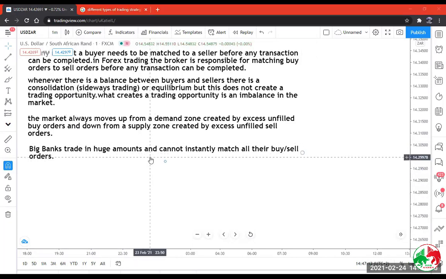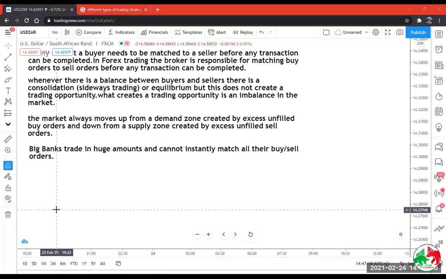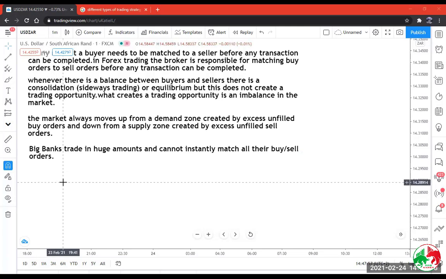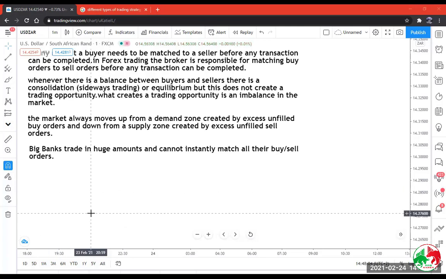Big banks most of the time cannot instantly match all their buy or sell orders because of the lack of any on the opposite side of their transactions, which is the retail traders. Those are the guys that are opposite to their trades. So what we want to do is trade in line with them, not against them. This is what Orderflow is all about. We are constantly looking to trade in line with the big guys, the ones that move the market.